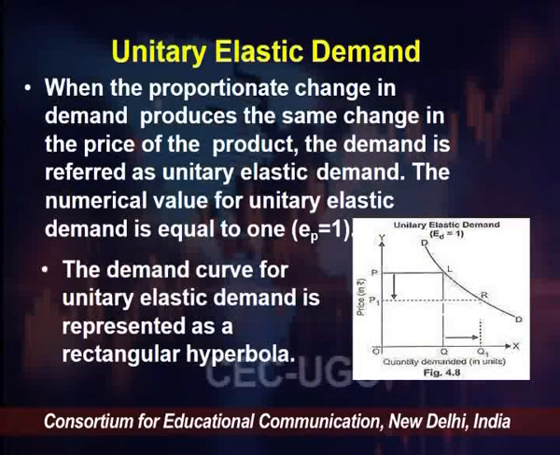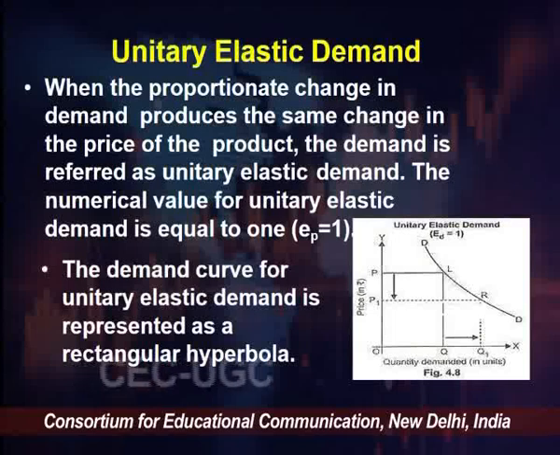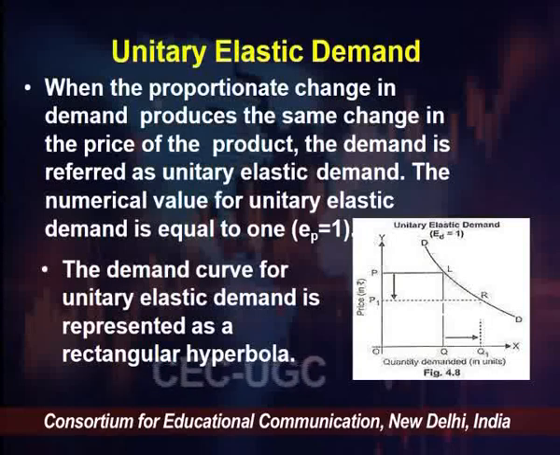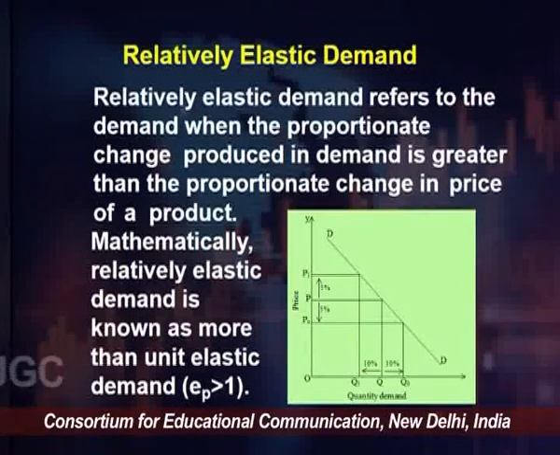So the overall result is that elasticity of demand becomes equal to 1, and this will be the slope of the demand curve, which is also known as a rectangular hyperbola. This type of curve, where elasticity of demand is equal to 1, is known as a rectangular hyperbola. Another type is relatively elastic demand.